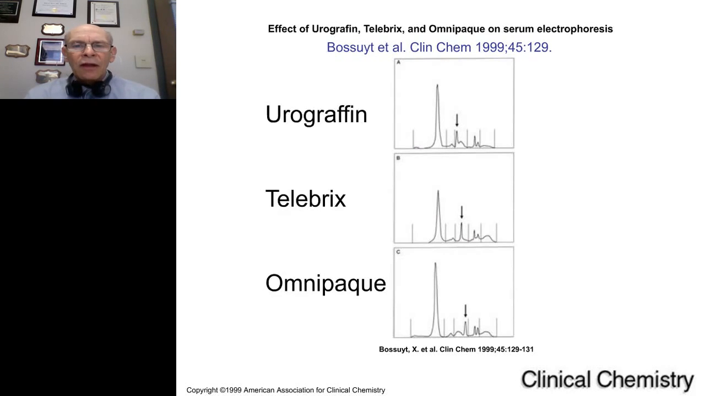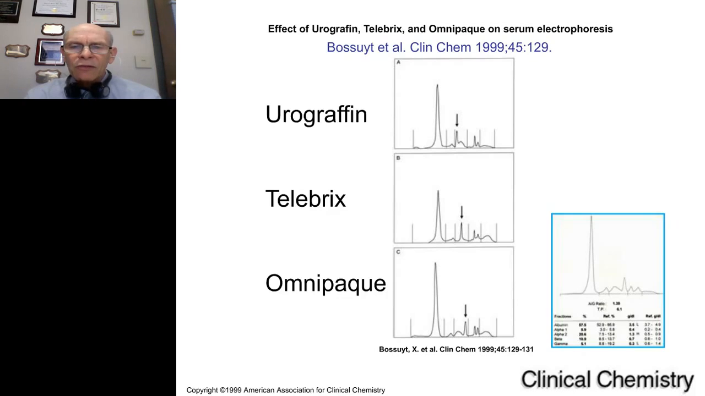Dr. Bossett and colleagues reported in Clinical Chemistry that one finds artifacts like this when radiocontrast dyes are present. Here I show a photo from his original paper showing that urographin has a band in the anodal portion of the alpha 2 region. Telebrix and omnipaque have restrictions in the more cathodal end. Here is our case, and it lined up with omnipaque. By checking the patient's chart, we found out this patient, in fact, was given that radiocontrast dye.